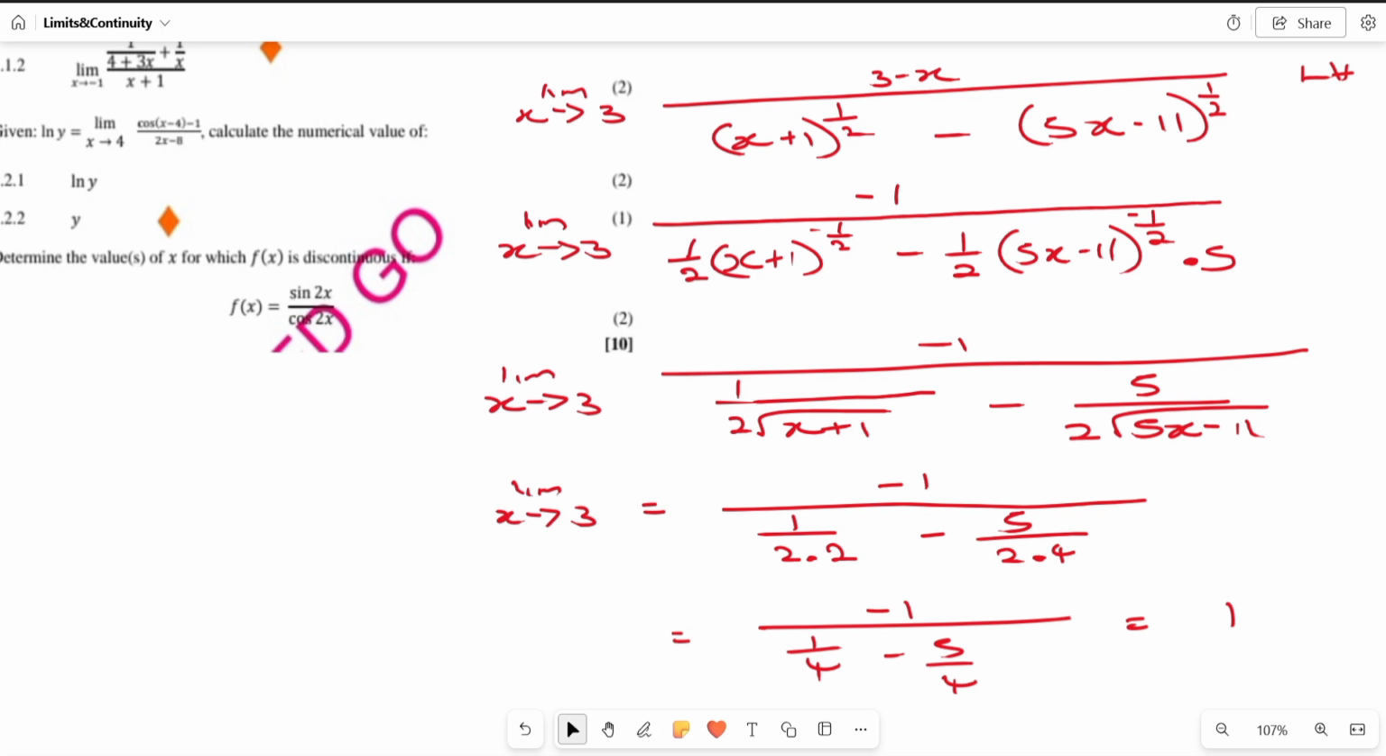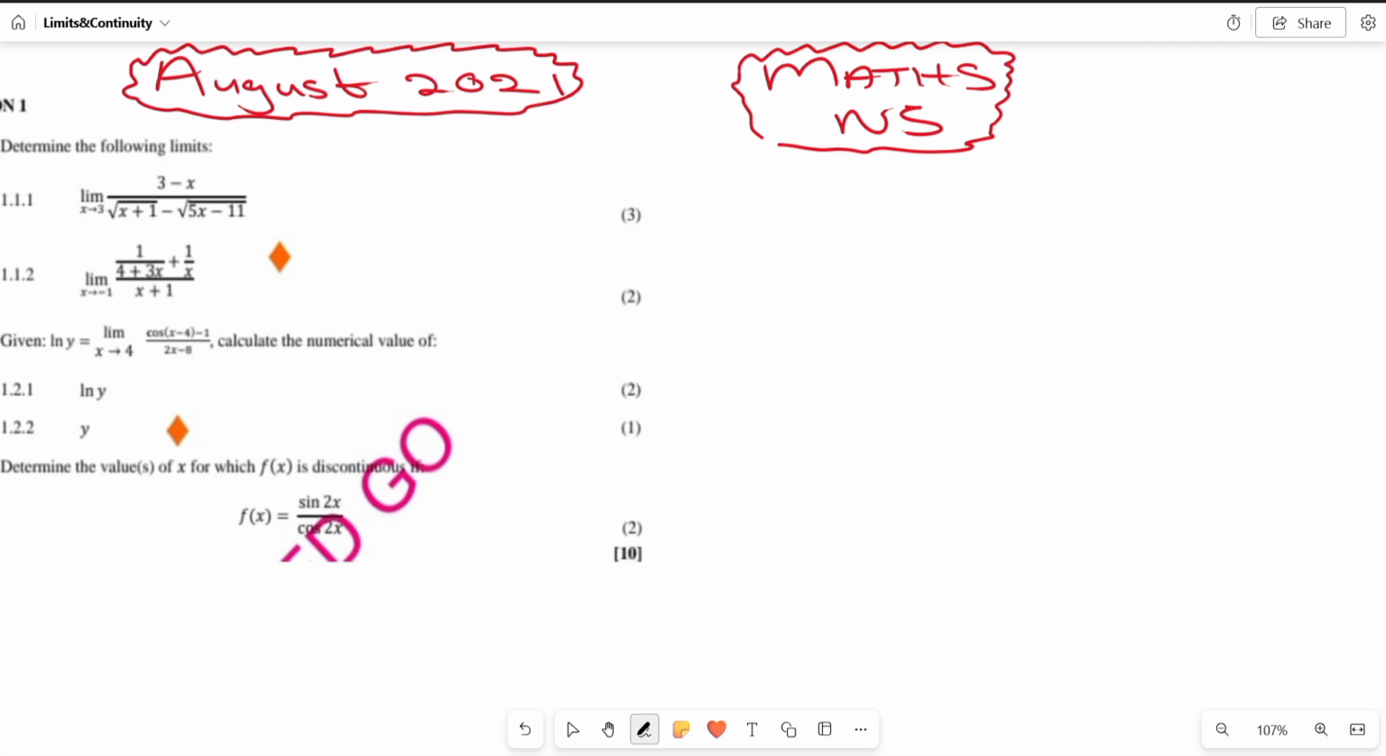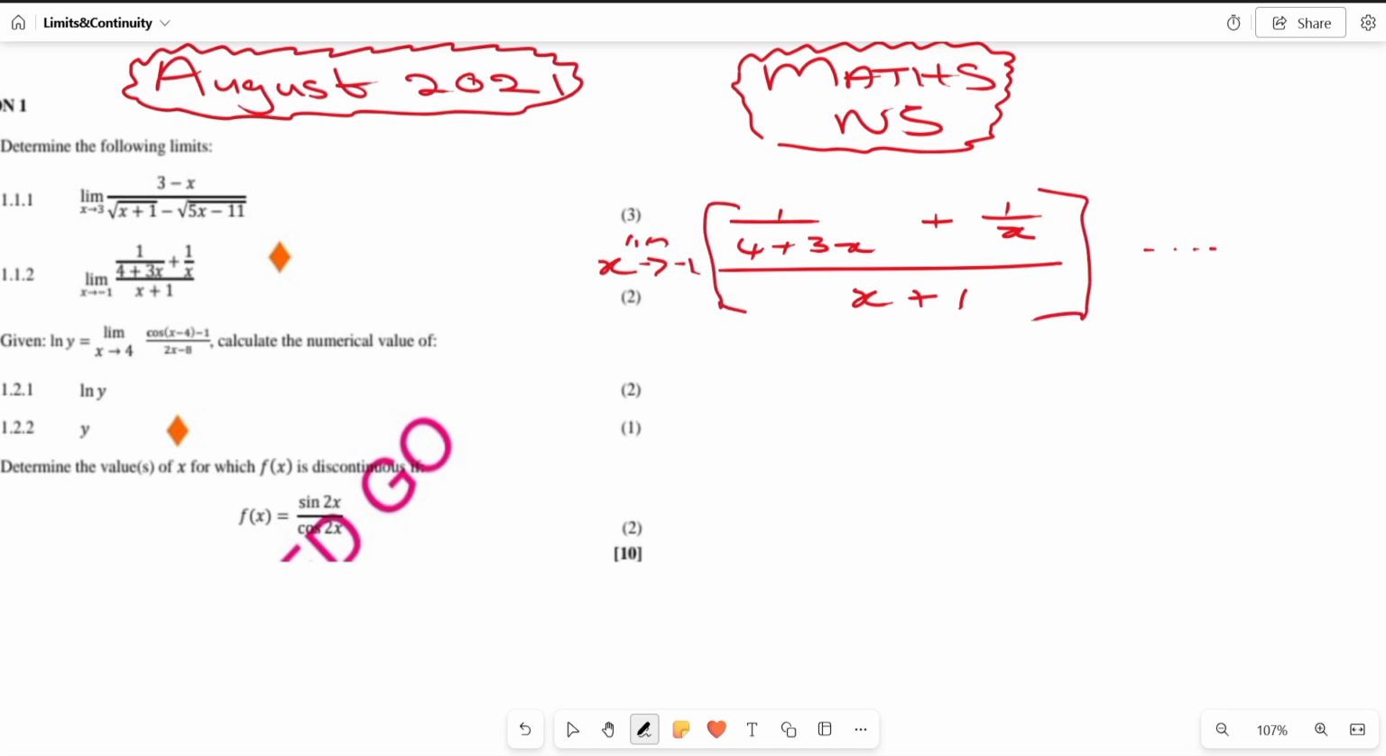Moving on, we have the second case. Let me just erase this real quickly. So now let's do 1.1.2. We have lim x approaches minus 1, and we are given 1 over 4 plus 3x plus 1 over x. We are dividing all this by x plus 1. If you substitute x into each position, you will find out that this is our indeterminate form.